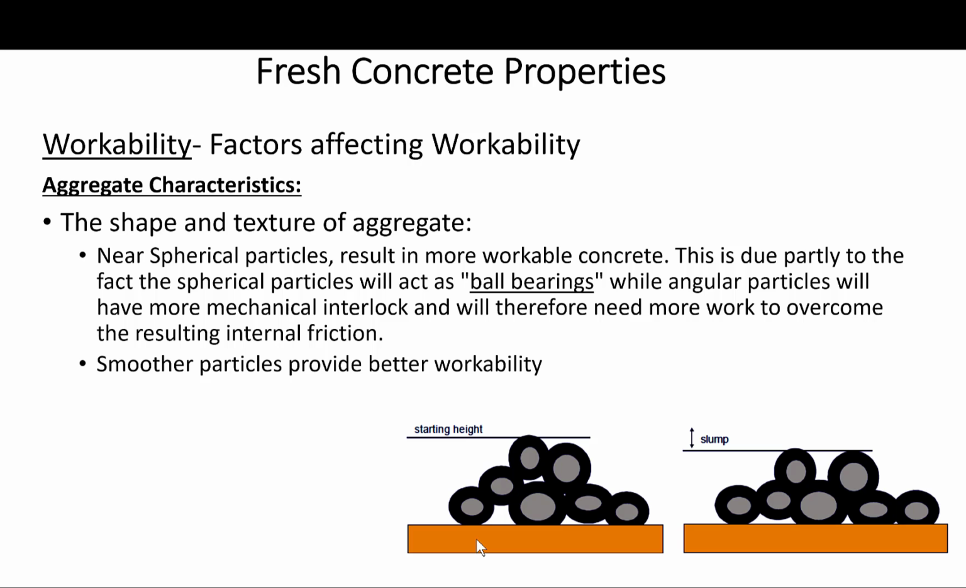While angular particles will have more mechanical interlock, that will require more work to overcome the resultant internal friction, okay? So smoother particles provide better workability. So when flat or elongated particles are contained in the coarse aggregate, the quantities of sand, cement, and water must be increased, for obvious reasons, to overcome the interlocking effect.